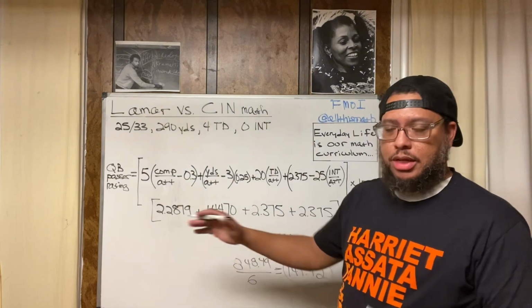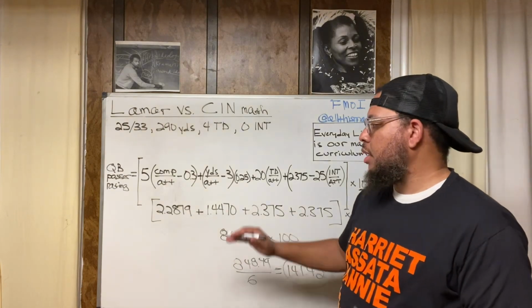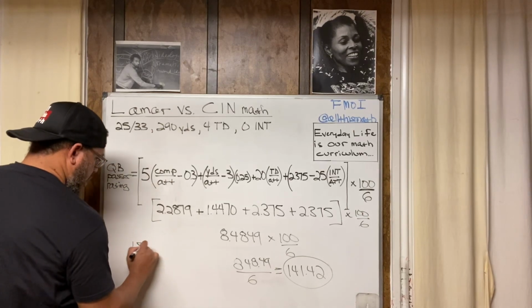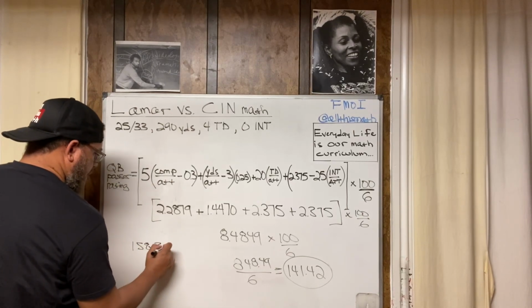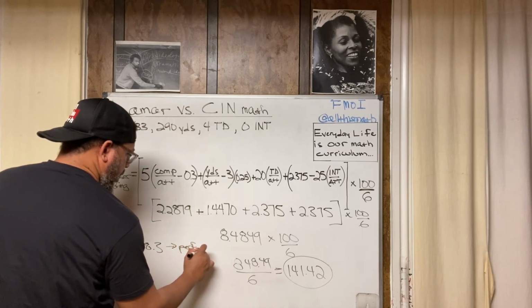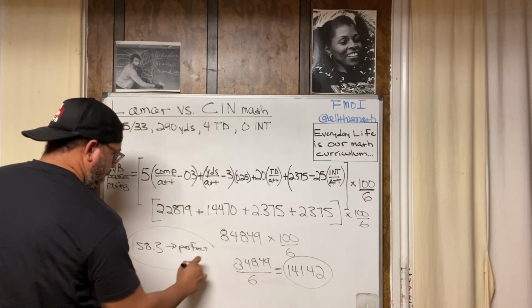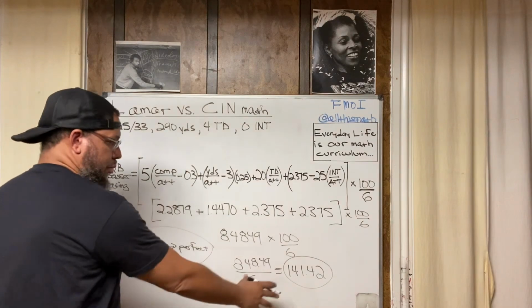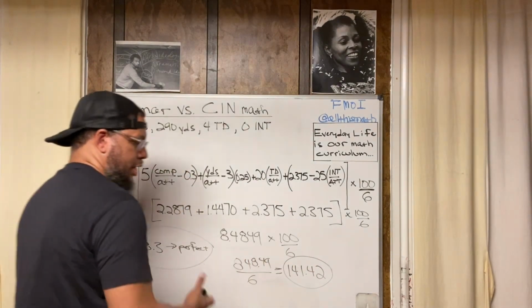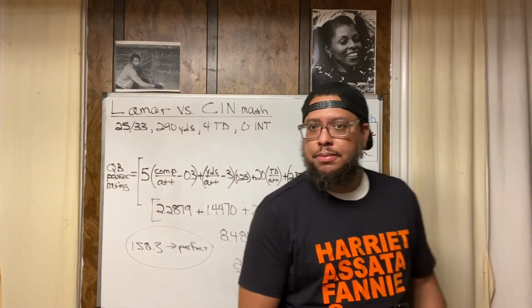And keep in mind now, let's put that into context. Keep in mind a perfect passer rating is 158.3, I believe. Yeah, that's a perfect passer rating. So he was at 141.4. So he ain't that far off. You know what I'm saying?